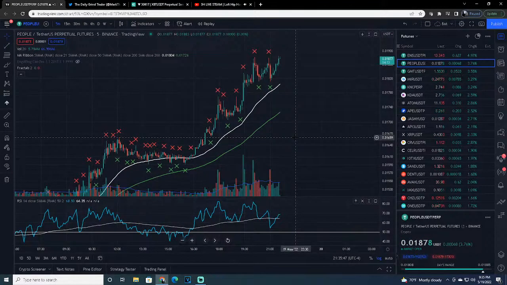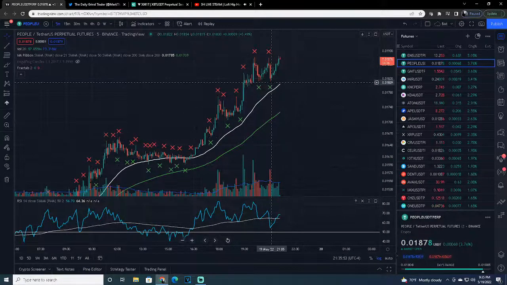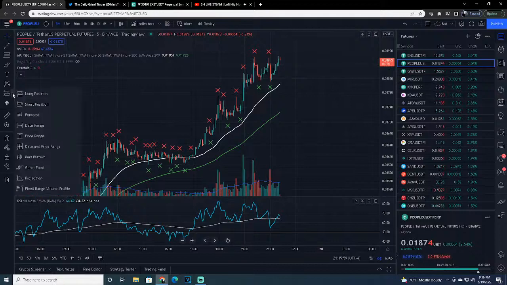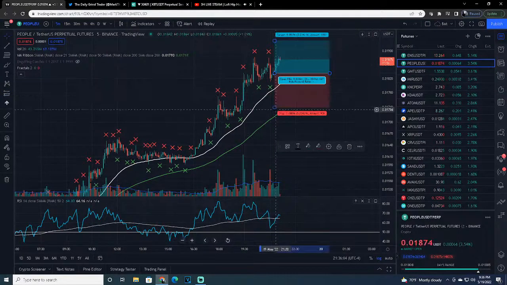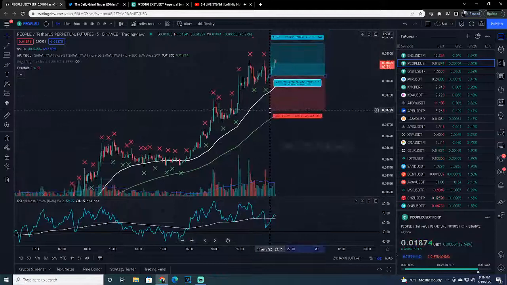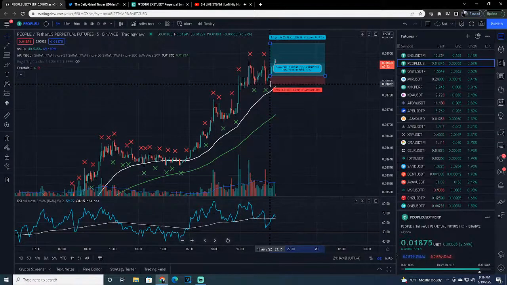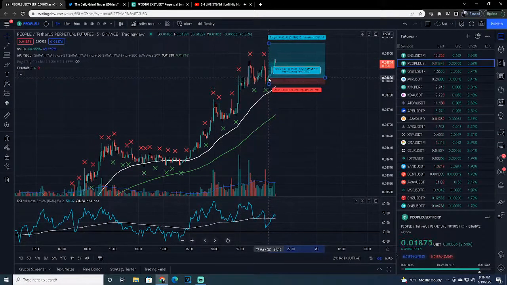Again, People right now is the same type of scenario, trading too far above the moving average. The last low fractal here would have been a good entry. So what we would have done is had a long position after this second candle, and we set up our stop right after this candle.